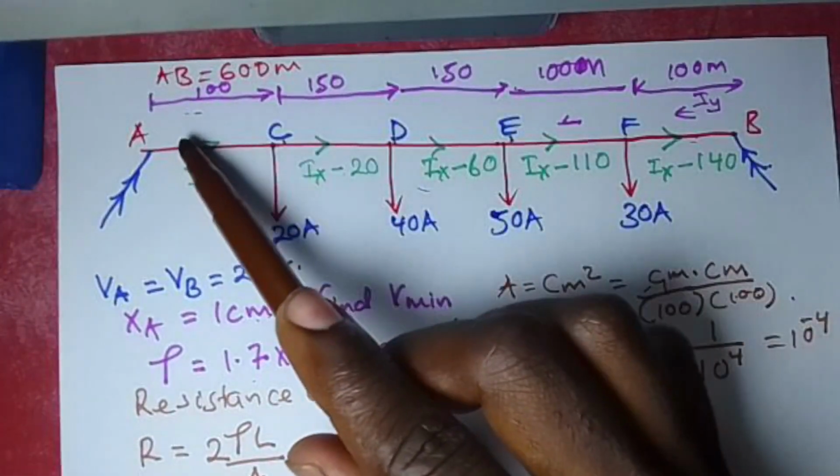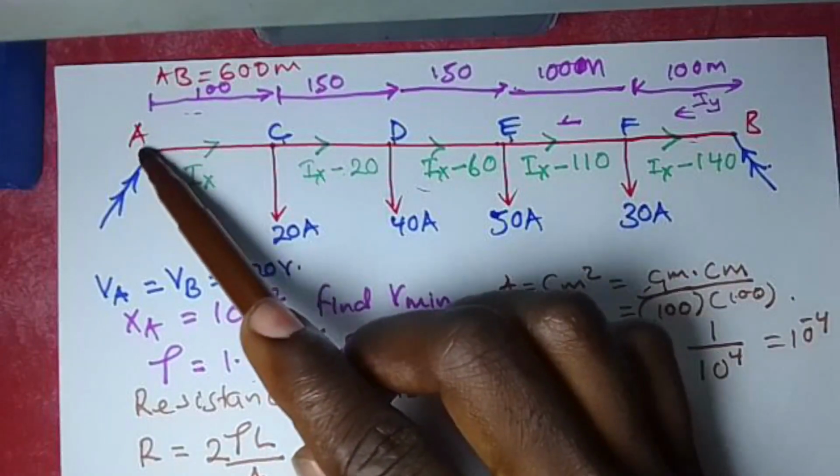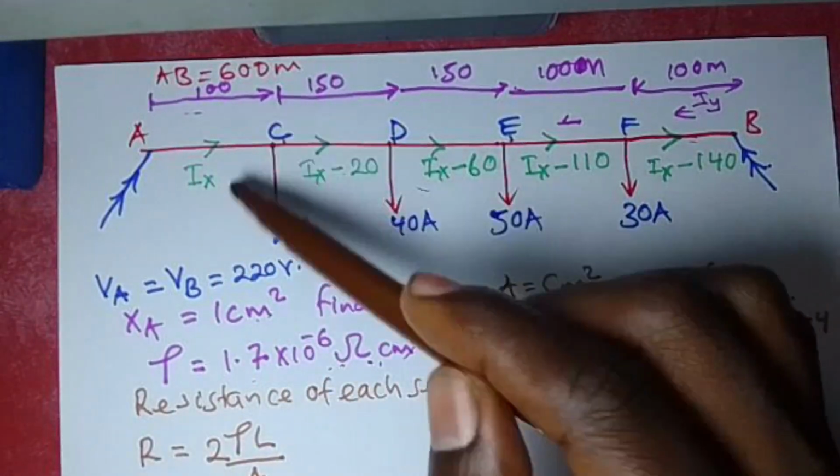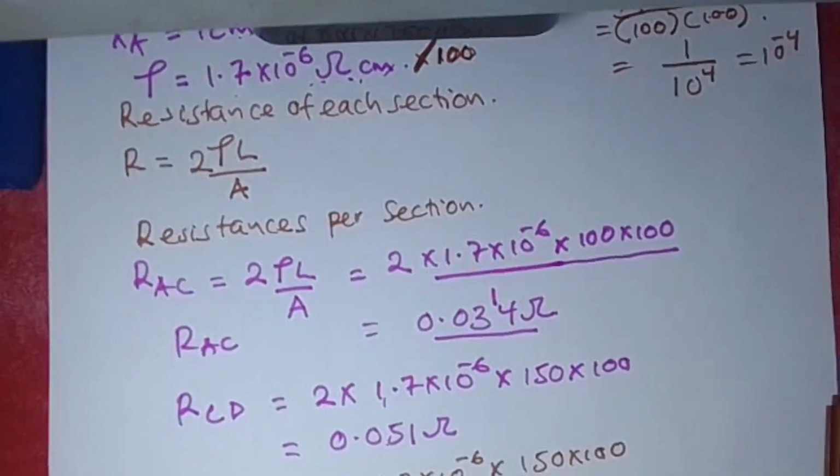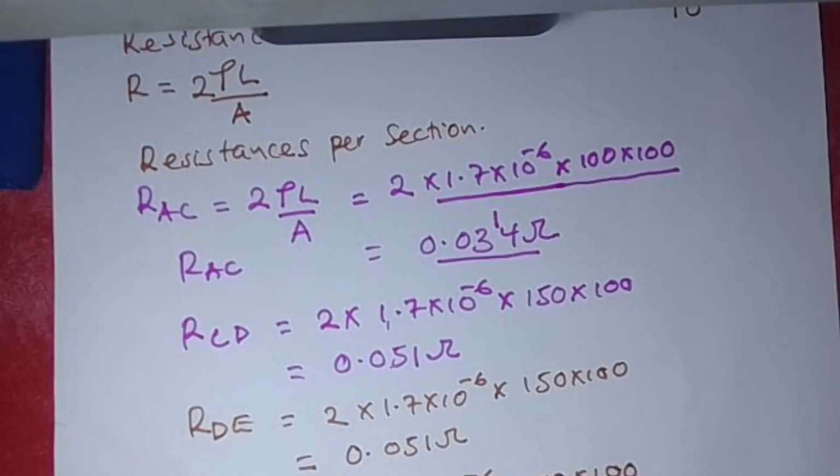Then we shall be able to calculate the drops, because the drop uses the current times the resistance. The resistances, we have calculated them right here using that particular method. So that is where we are going. Let us look at how we can calculate the values of resistance at that particular point. So let us proceed and calculate the values of the current flowing in the sections.